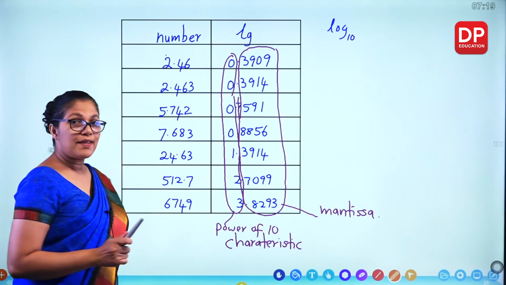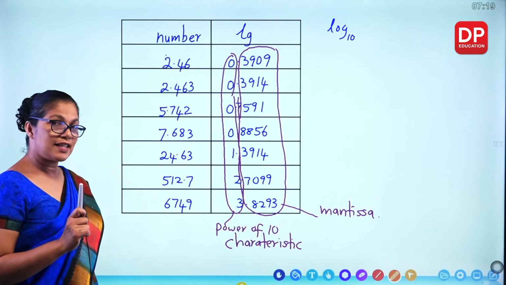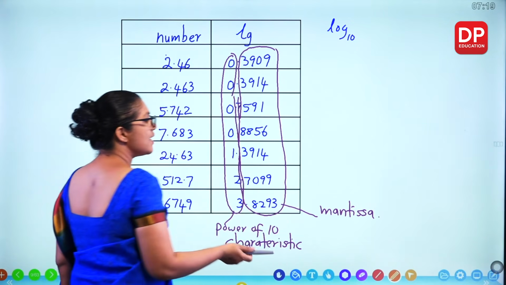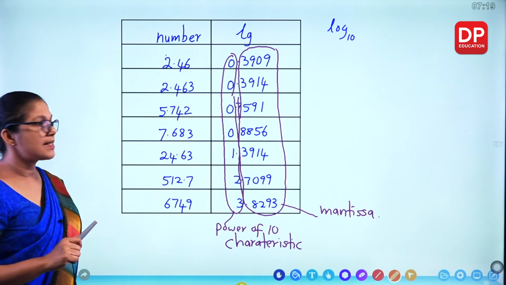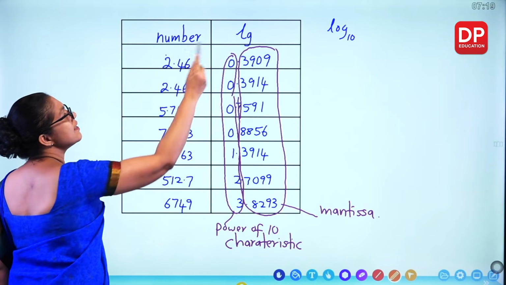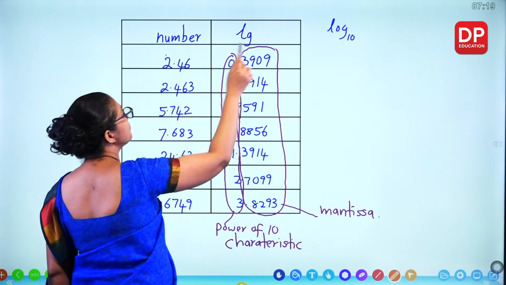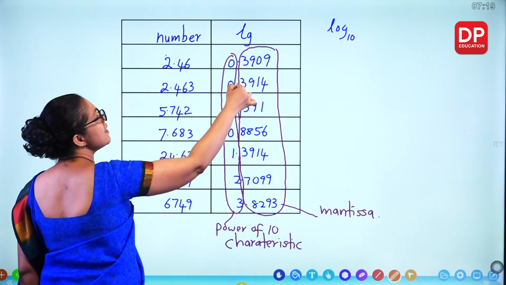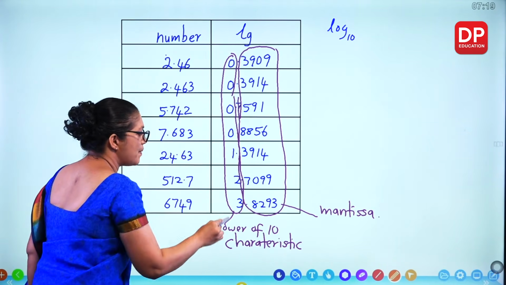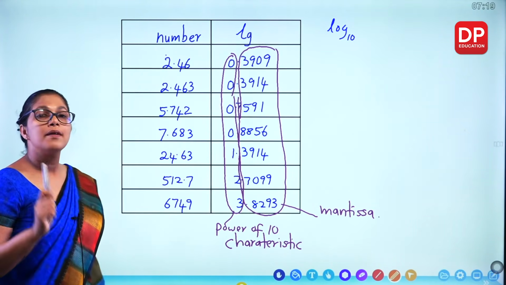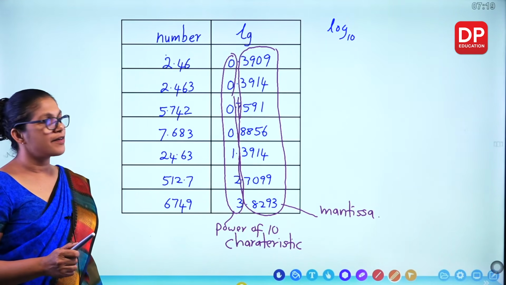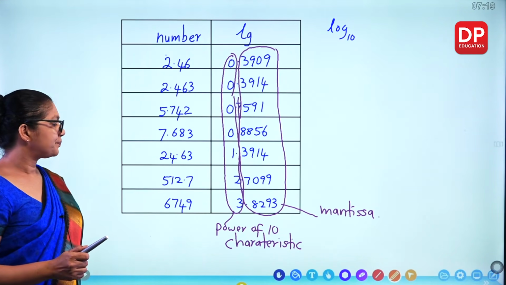So how do we get the characteristic? Using the scientific notation. And how do we get the mantissa? Using the log tables. So straight away you can refer 24.6, and get the mantissa value 24.63, that's the mantissa value. But the whole number from the scientific notation, that's called the characteristic of the number.